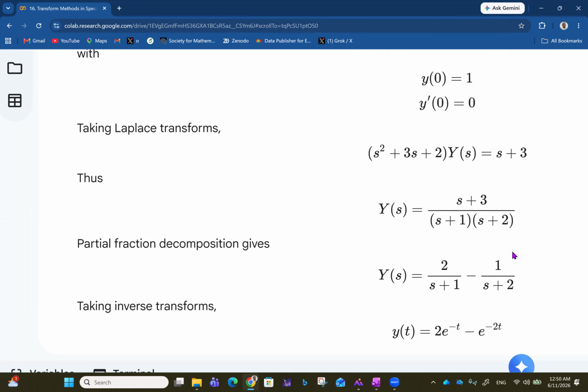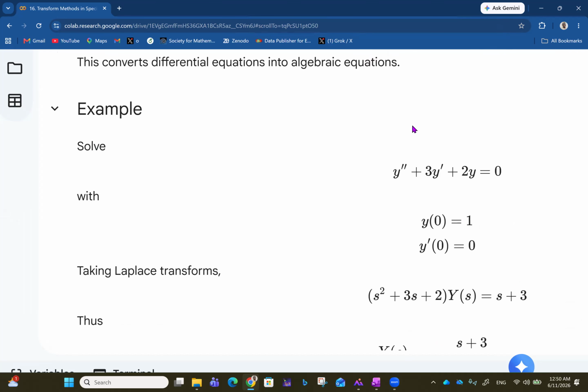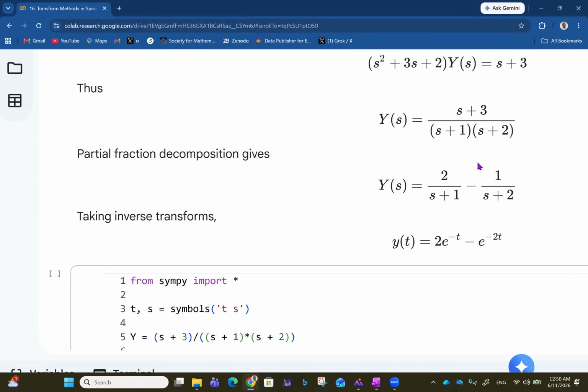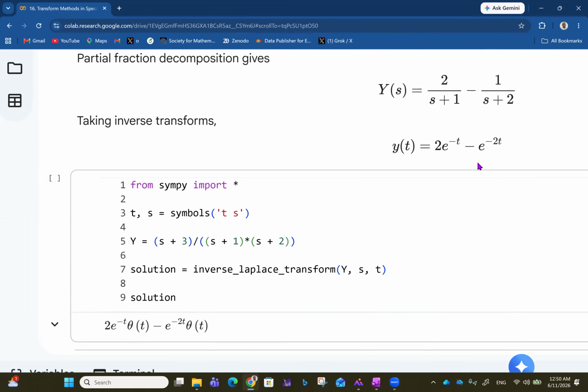Now, I'm not really breaking this down because I have a playlist on it, which you can easily refer to. And now that we've got this in this tidy form, we can get the original y of t by taking the inverse Laplace of all of this. And then we get 2 e raised to minus t minus e raised to minus 2t. That's the solution to this original problem. Using Laplacian, we just do algebraic stuff for the most part and take the inverse.